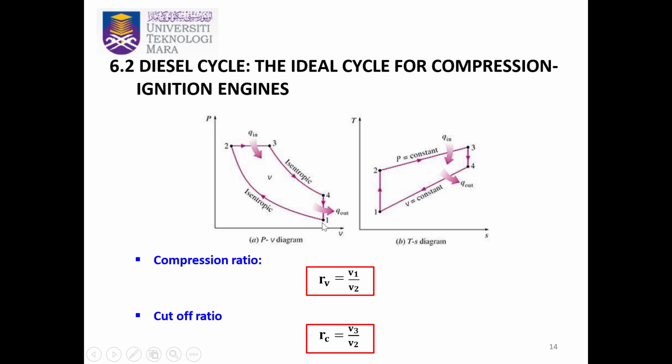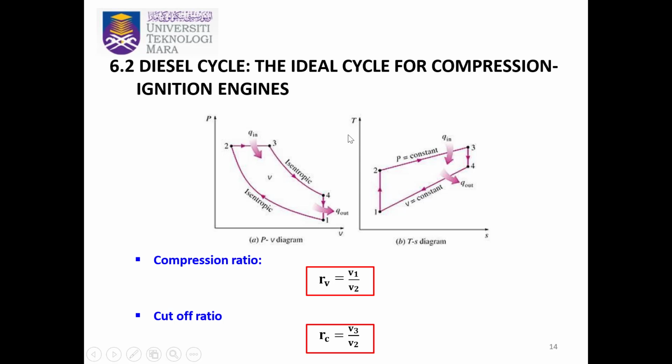So this engine has 4 steps: point 1, then process 1 to 2, 3 and 4. Okay, the heat addition comes from process 2 to 3. Heat rejection comes from 4 to 1 lah. Okay, alright. So this is the TS diagram.